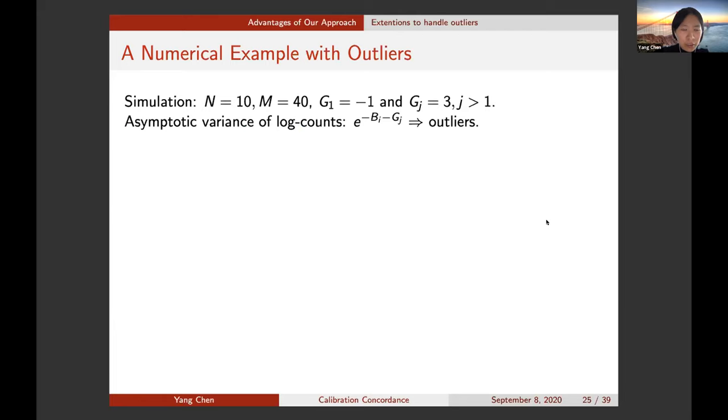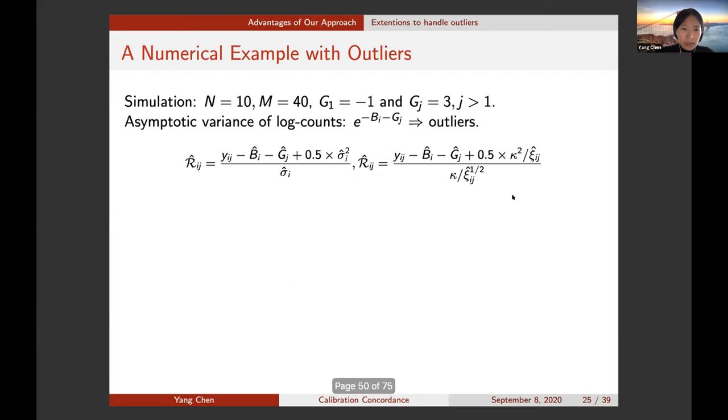I'll show a numerical example with some outliers. In one simulation, we choose 10 different instruments and 40 different sources. One of the logarithms of fluxes is equal to -1, and the other logarithm of the sources is equal to 3. And we examined the residuals based on the Gaussian log normal and log T models.